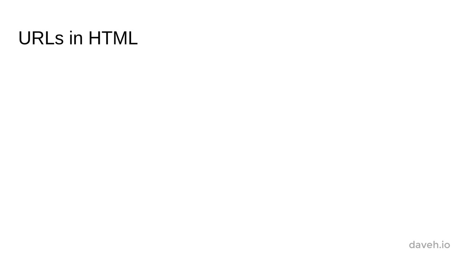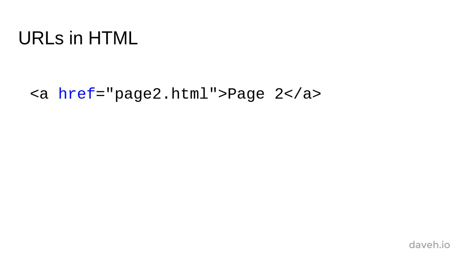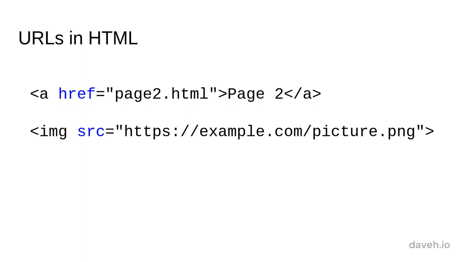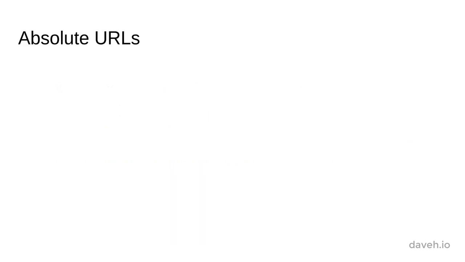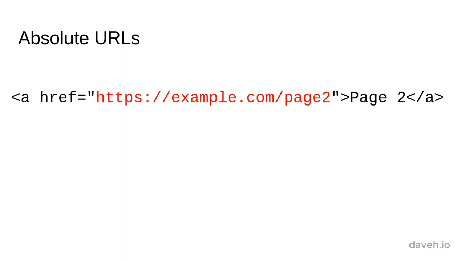In HTML, various elements have attributes that contain links to other resources. For example, the href attribute of an anchor element, the source attribute of an image element, and so on. The values of these attributes are URLs and can be absolute or relative. An absolute URL includes the website address.